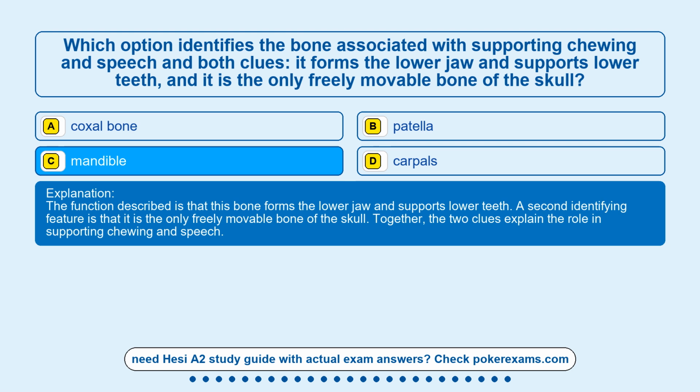A second identifying feature is that it is the only freely movable bone of the skull. Together, the two clues explain the role in supporting chewing and speech.